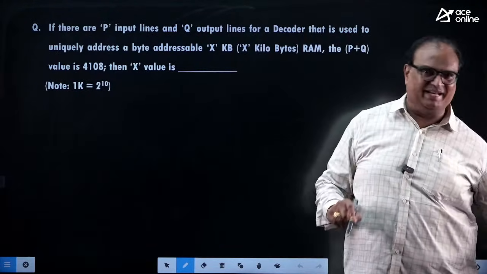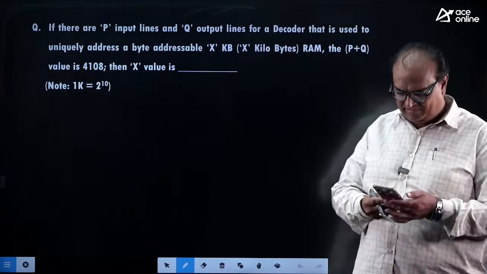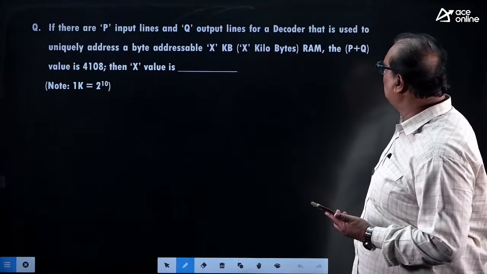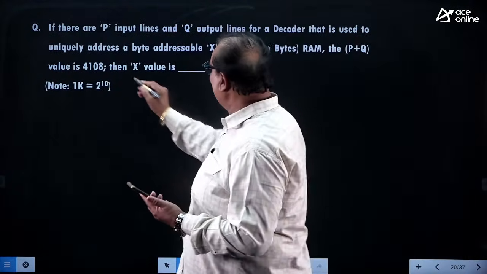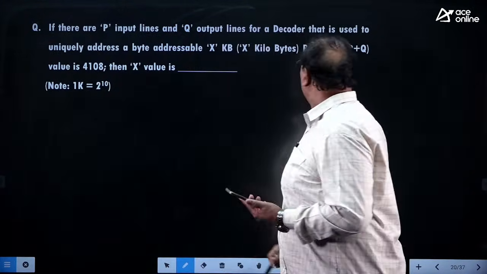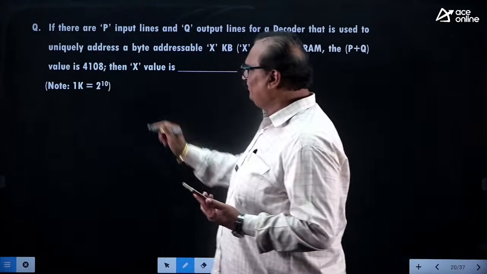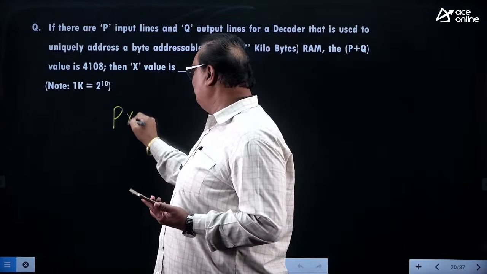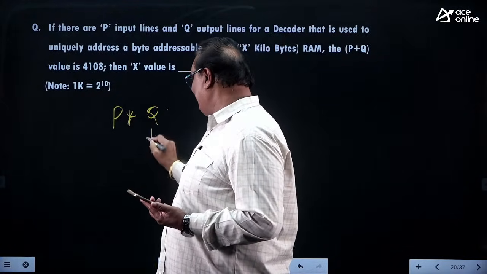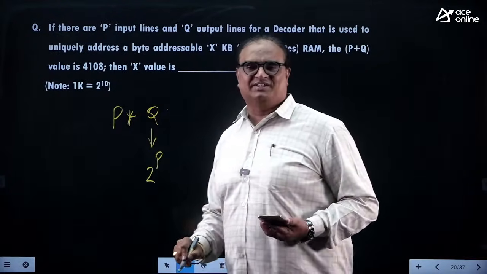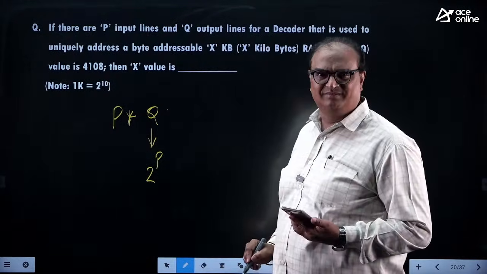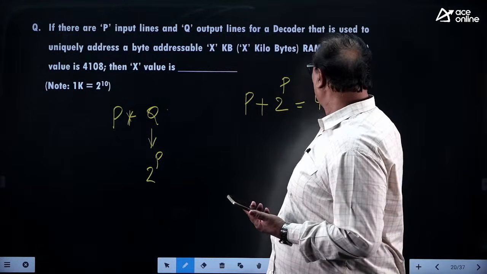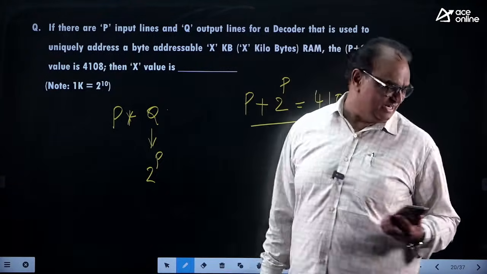Take 1 minute time, only 1 minute time. No problem for this. I expect the correct answer for this. If there are P input lines and Q output lines for a decoder that is used to uniquely address a byte addressable X KB RAM, the P plus Q value is 4108. Then X value is dash. Size of decoder is P into Q. What is Q here? 2 power P, because standard size of decoder is n into 2 power n. That's why here P plus 2 power P is equal to 4108. From this, tell me your answer for this.